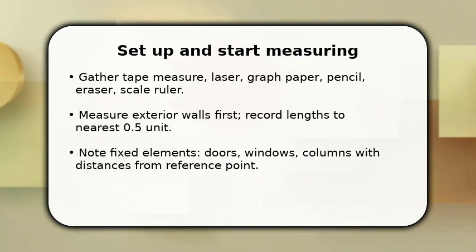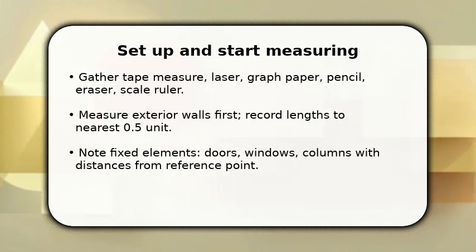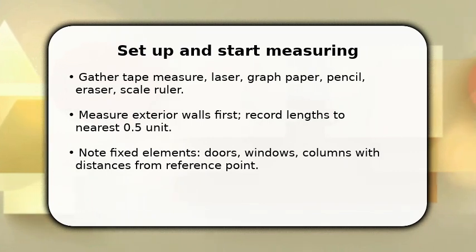Measure walls, then note door and window positions relative to the origin because these affect wall cuts and furniture placement. Once done, transfer scaled lengths to graph paper using your scale ruler so the drawing will be accurate and usable.